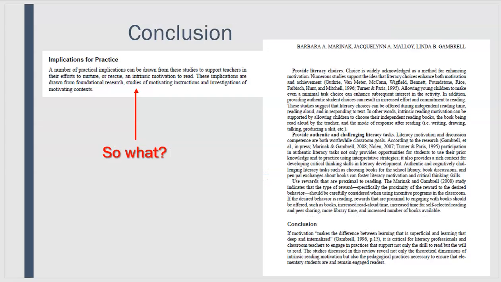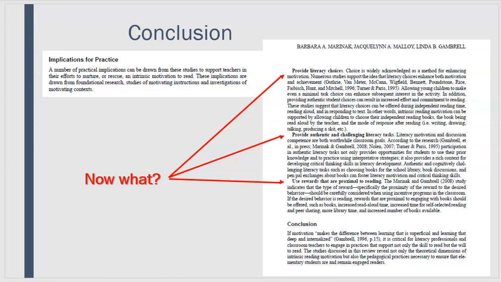And then finally, she ends with a conclusion. There's a couple of parts to her conclusion. She talks about implications for practice. You're really going to be focusing on implications for your leadership, and we call that kind of the so what. But she also moves into this now what. So she has recommended next steps.